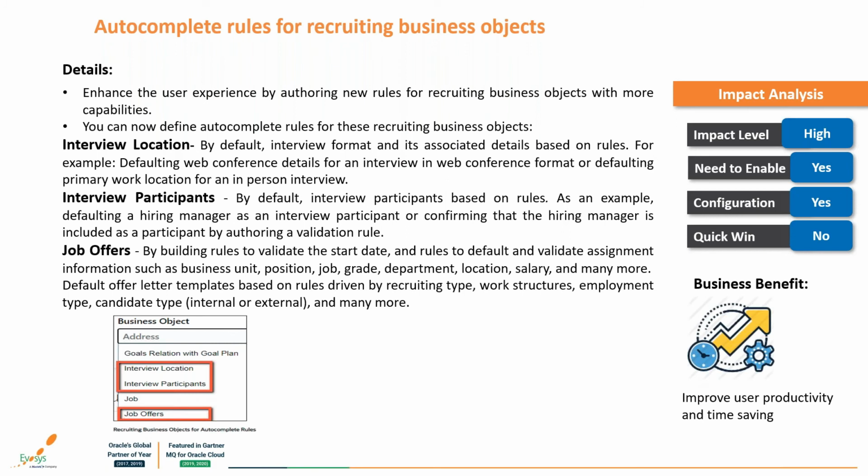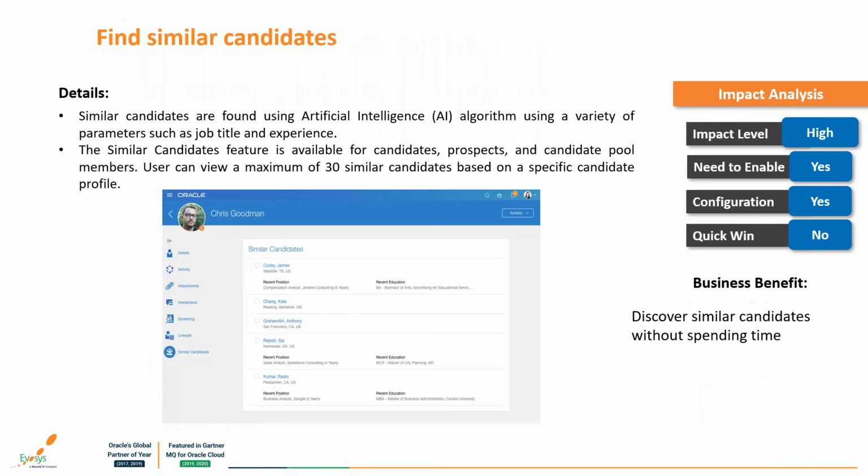And now we'll move to the next feature, which is also a very interesting feature, which is find similar candidate. As the name suggests, you can now find similar candidates available in your system. What Oracle has given us is that similar candidates are found using artificial intelligence.